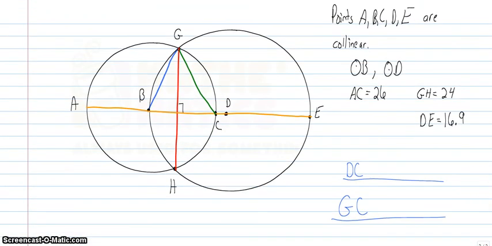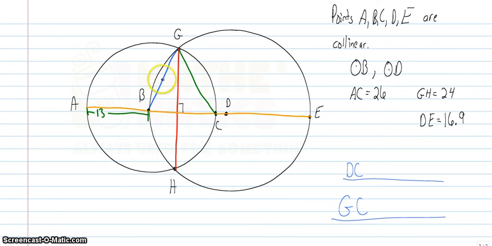Lastly, we're going to look at a problem. Points A, B, C, D, and E are all collinear. We have circle B, so B is the center of the circle on the left. We have circle D. D is the center of the circle on the right. The length of AC is 26. Now, as that applies to the little circle, that means that the diameter is 26, so the radius is 13. So this length AB is equal to 13, and any other radius would be equal to 13 as well.